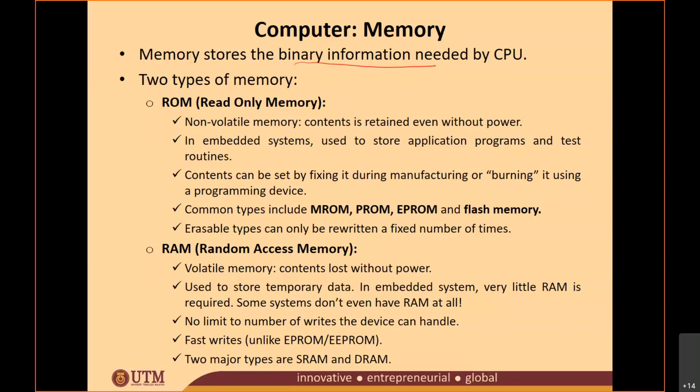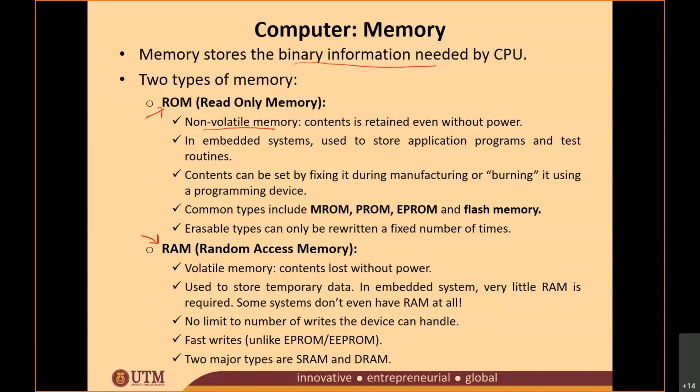There are two types of memory. One is volatile memory and the other one is non-volatile memory. Here you can see you have a ROM and RAM. ROM, which is read-only memory, is a non-volatile memory. I assume that all of you already know what non-volatile memory and volatile memory are. Non-volatile memory content is retained even without the power supply.